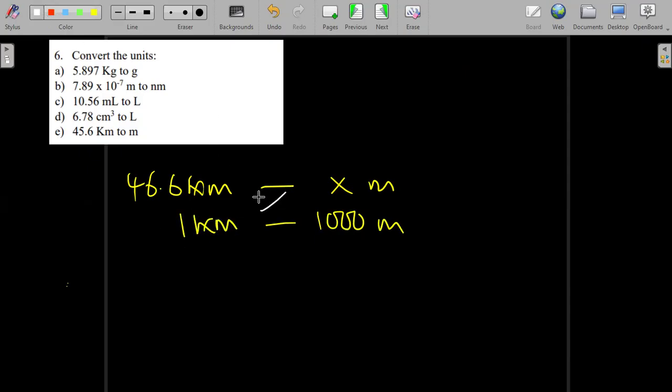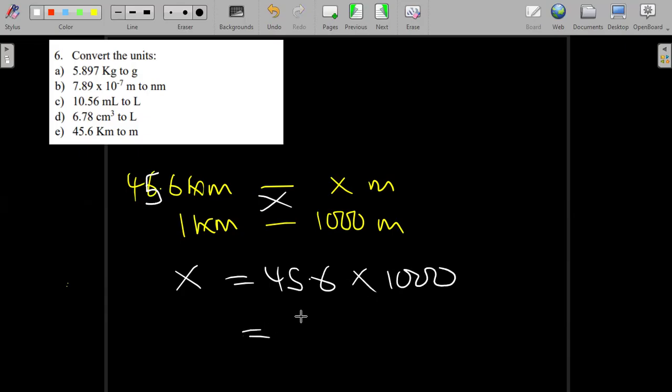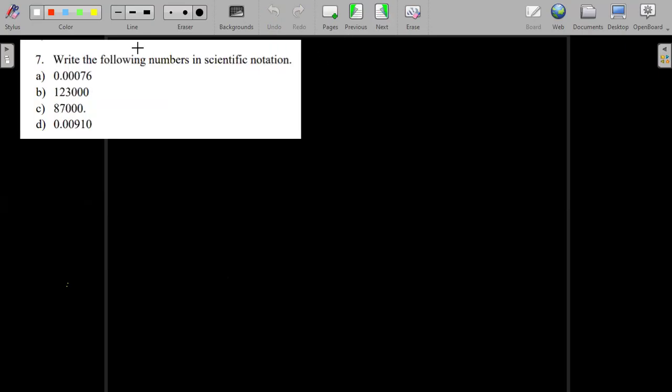So cross multiply, we're going to have x equals 46, is that 45? Why did I write 40? Okay, 45.6. So this one here is 45.6 multiplied by 1000. If I multiply that, I'm going to get 45600 meters. So this here is the distance in meters. All right, so any questions? Okay, we look at question 7 then.